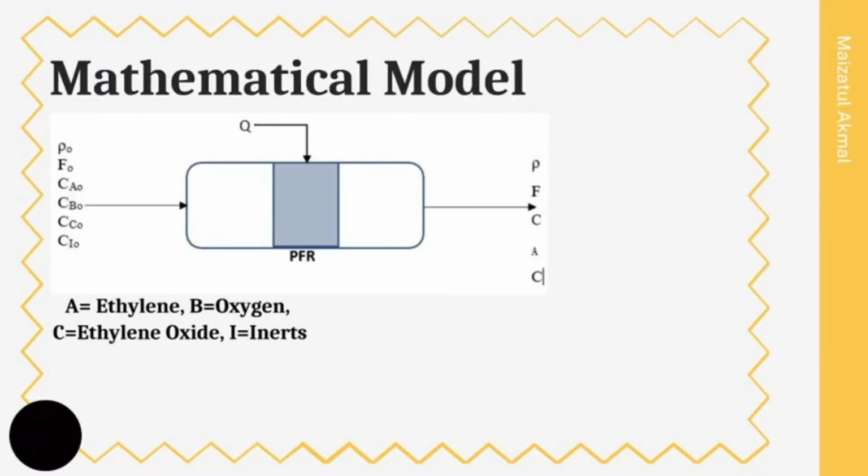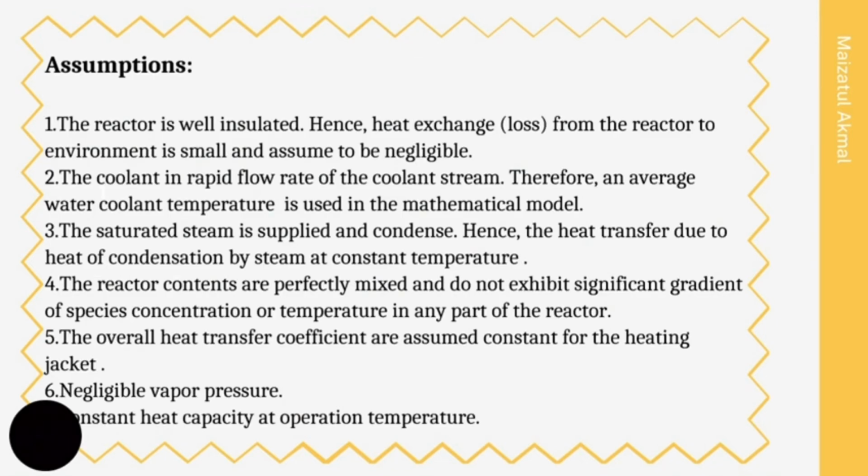For process modeling and simulation, this is the mathematical model that we developed where A is ethylene, B is oxygen, C is ethylene oxide, and I is inert. A few assumptions are made: the reactor is well insulated, so heat loss is negligible. The coolant has a rapid flow rate, so average water coolant temperature is used in the mathematical model. The saturated steam is supplied and condensed. The reactor contents are perfectly mixed and do not exhibit significant gradient.